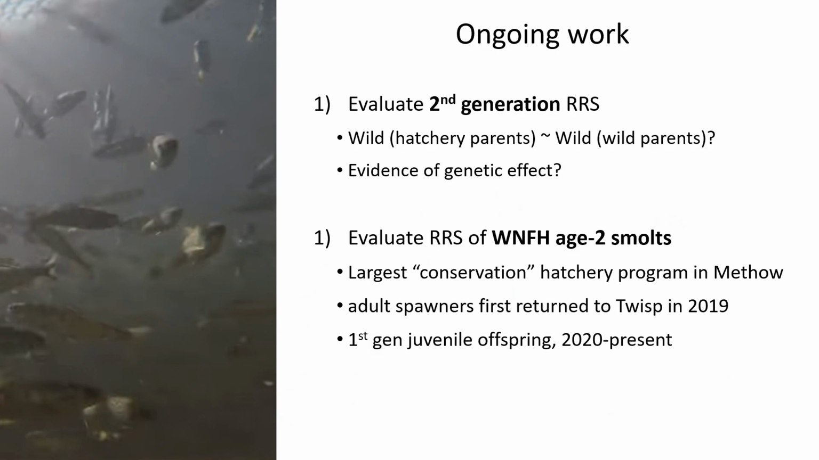So moving forward, we're continuing to work on evaluating the second generation relative reproductive success, comparing wild fish with hatchery parents and wild fish with wild parents, which could provide evidence, or lack thereof, of a genetic effect. And then we've also incorporated Winthrop's age 2 smolts in our study since 2019. These are fish that are released at age 2 as smolts rather than age 1.